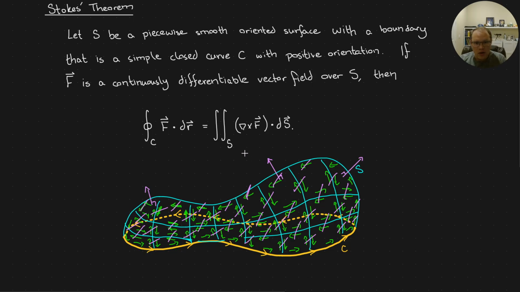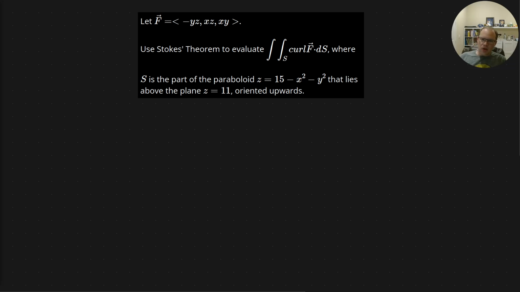And so taking the portion of the curl, the flux of the curl through the surface is the same as calculating the circulation around the boundary of the surface. Okay? So let's take a look at an example.